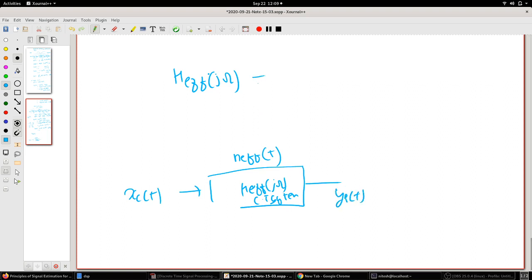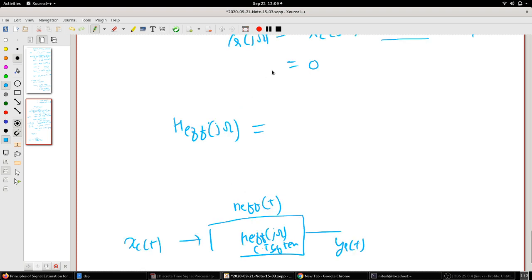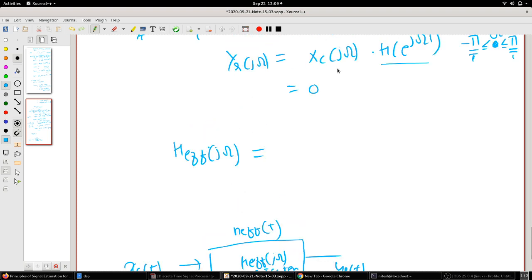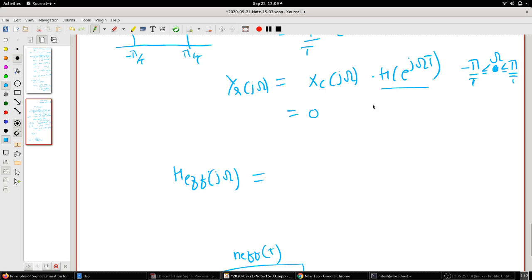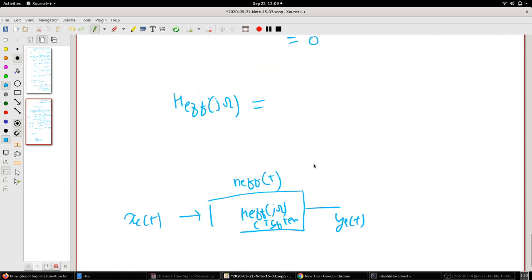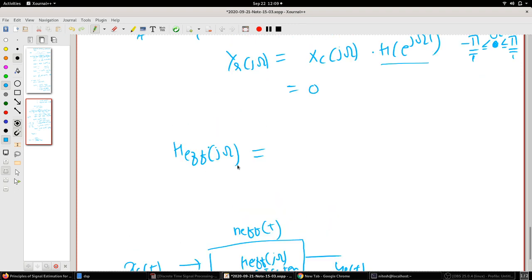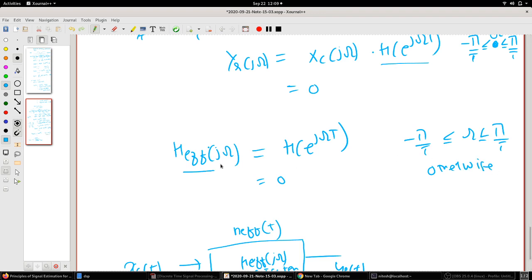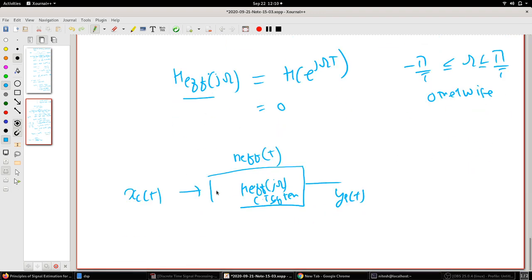So now Yr(jω) is equal to Xc(jω) into H(e^{jωT}). Similarly, H effective(jω) is H(e^{jωT}) for minus π/T ≤ ω < π/T, and it is 0 otherwise. This is what you will get as the effective frequency response of such a system.